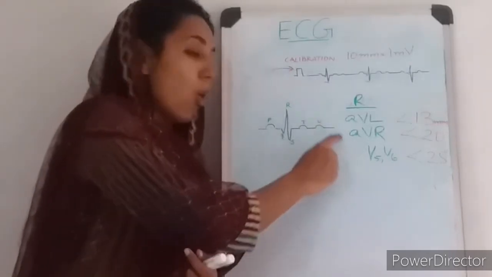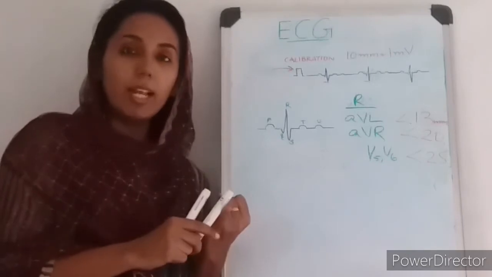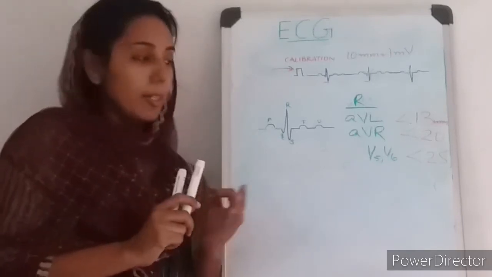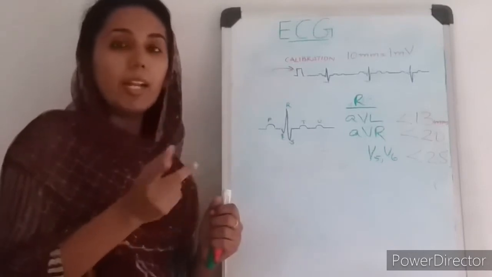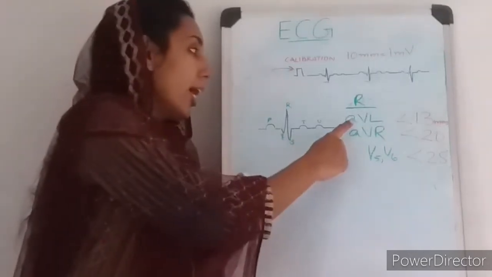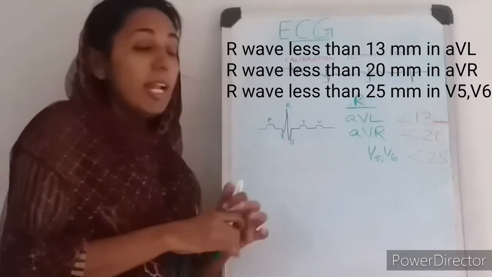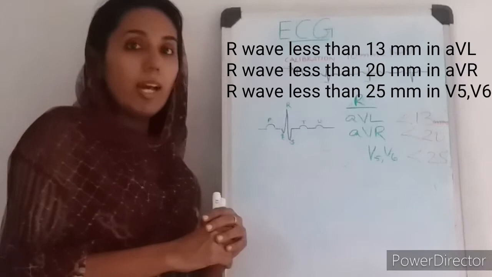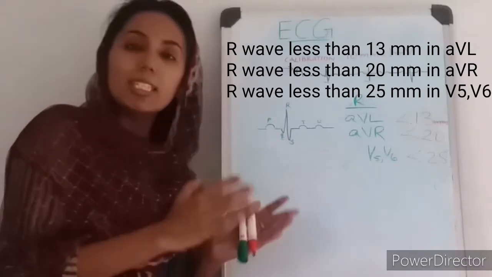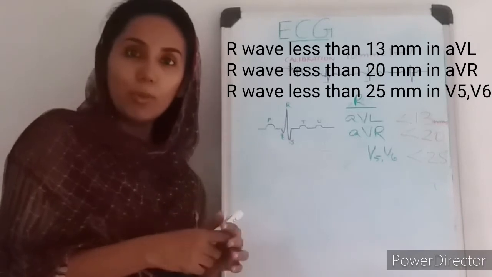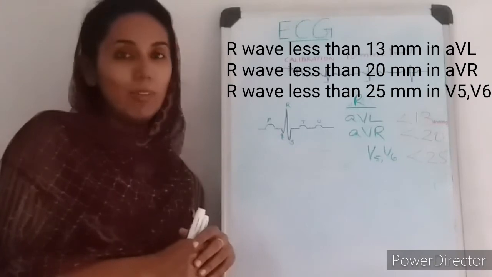Please note the normal values of an R wave in AVL, AVR and V5, V6. So remember AVL, AVR and V5, V6. R wave is normally less than 30 mm in AVL, less than 20 mm in AVR and less than 25 mm in V5 and V6. This becomes important when you want to know what is happening in case of an RVH or an LVH.